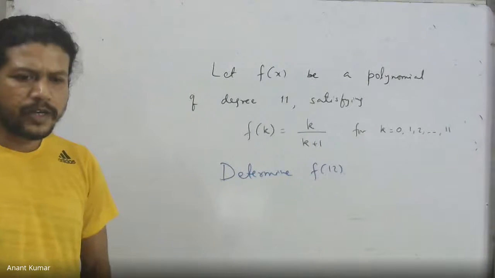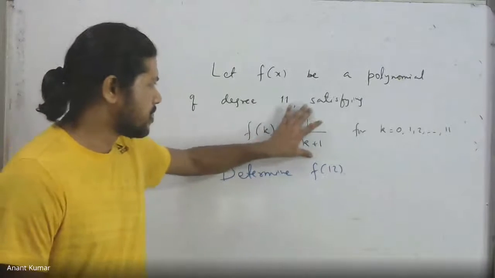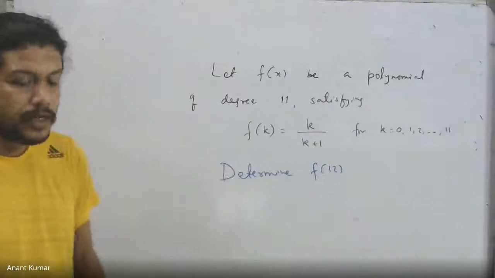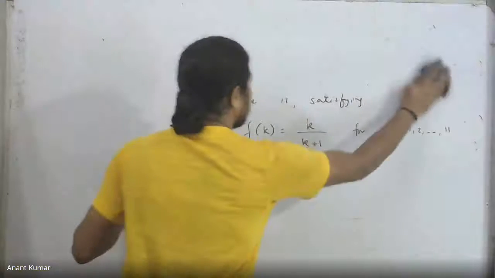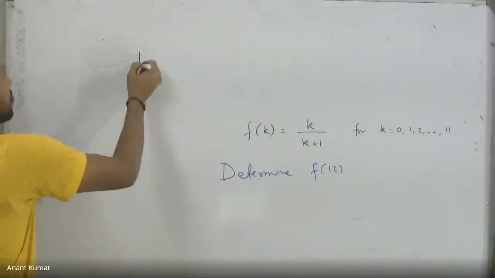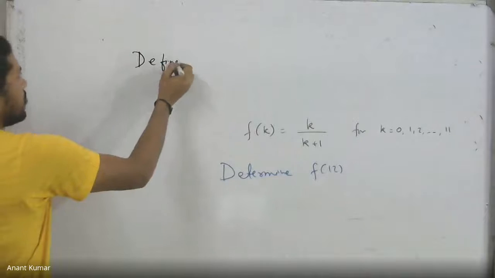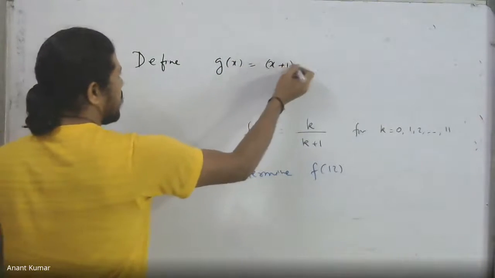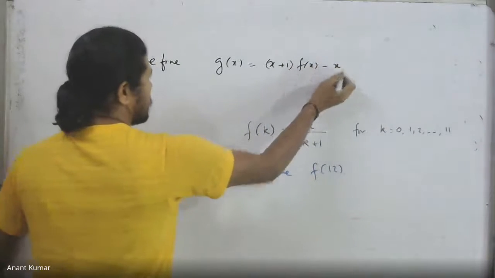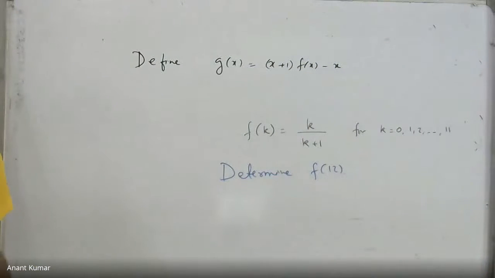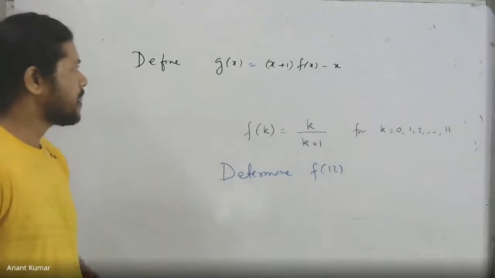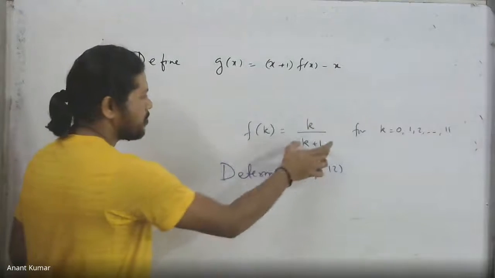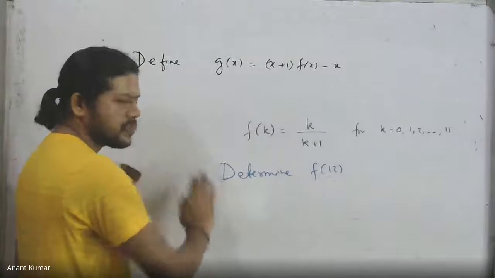But there's one trick that you could do, by the way. You notice that this one is valid for each of those k. Let us define a new function. We just define another polynomial. There's a trick involved. Define a polynomial g of x, which is x plus 1 into f of x minus x. I have constructed it from this expression. I just brought this k plus 1 on this side and k on this side.